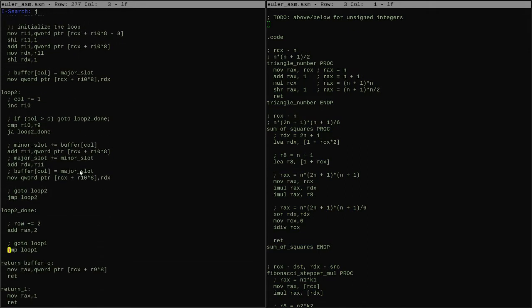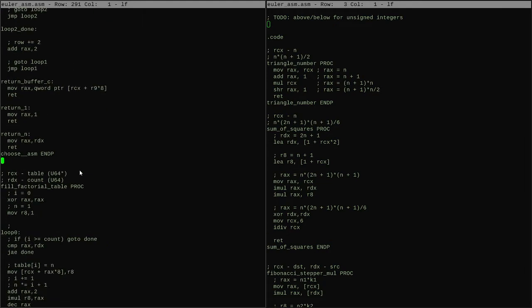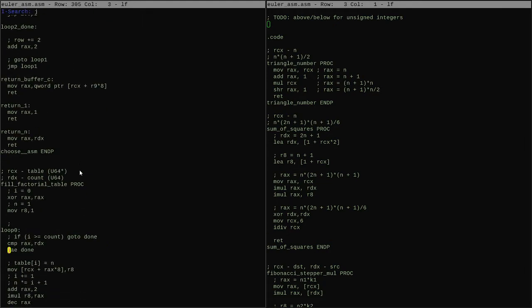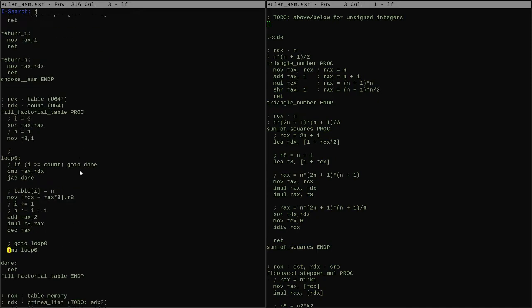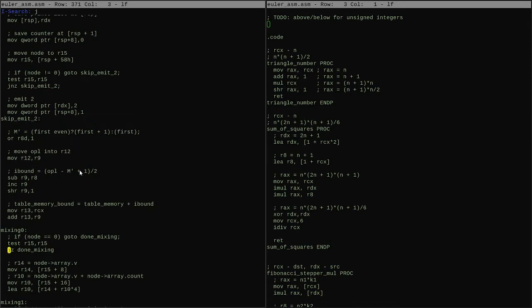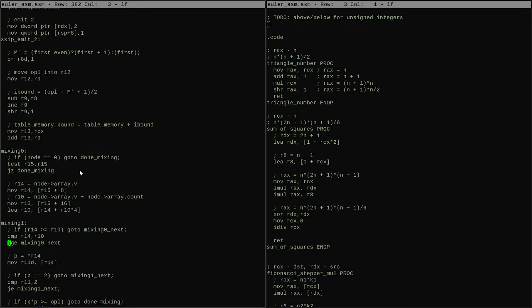Jump below equal, jump above. Jump above, okay. New function, fill factorial table. Do we have any jumps here? Jump above or equal. Again, just using unsigned, so that's good. Jump not 0, jump 0, jump greater or equal.